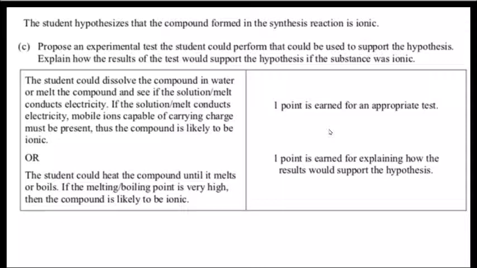Propose an experimental test. So the student could dissolve it in water and test to see if it conducts electricity. Or it could melt it and see if it conducts electricity. Remember, solid ionic things don't conduct electricity. Or they could also measure its melting point. In general, ionic things tend to have high melting points, and covalent things tend to have low melting points. Either one of those would be an acceptable answer.